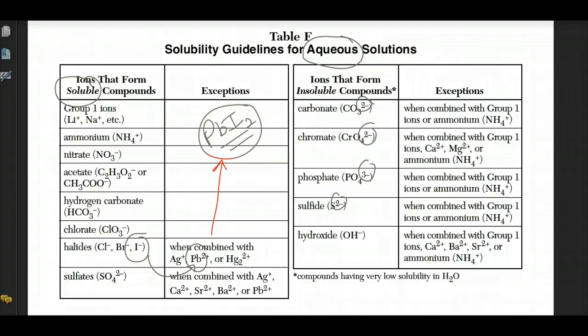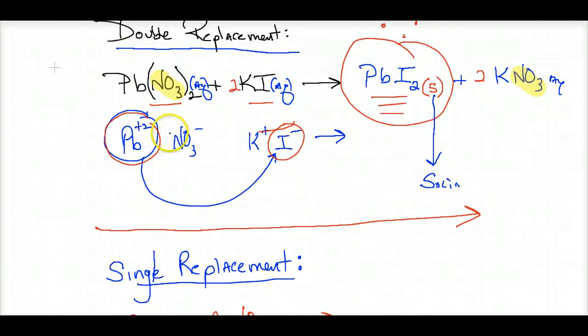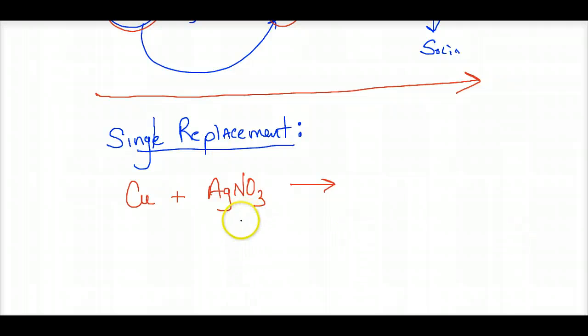Okay, so that's how I figure out when I double replace whether or not I made a precipitate or if it went to completion. See if you make an insoluble compound. That's your precipitate. Okay, now we have single replacement reactions where instead of double replacement, with both ions of the 2 chemicals switching places, we have a single replacement, replacing one element with another.